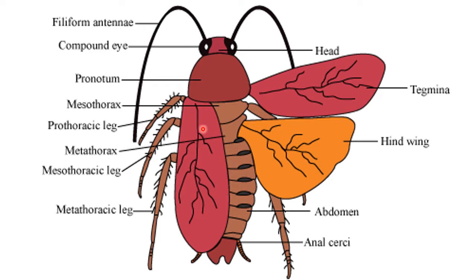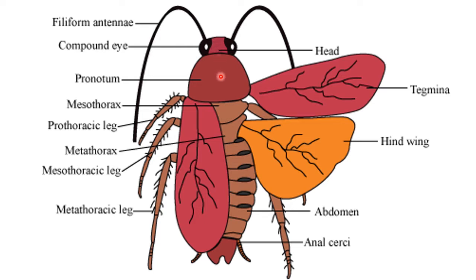So this is the diagram of the external morphology of the cockroach, where you find the head here, and the head is going to bear a pair of compound eyes and a pair of antenna. And then at the anterior end of the head will be the biting and chewing mouth parts.